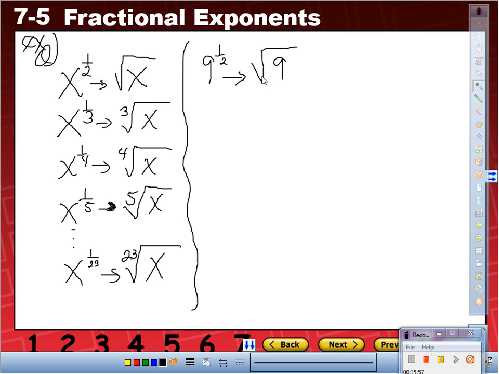The next step. Step 2 says what on your notes? Identify the index of the radical. What is the index here? Invisible. 2. Step 3. What's it say?